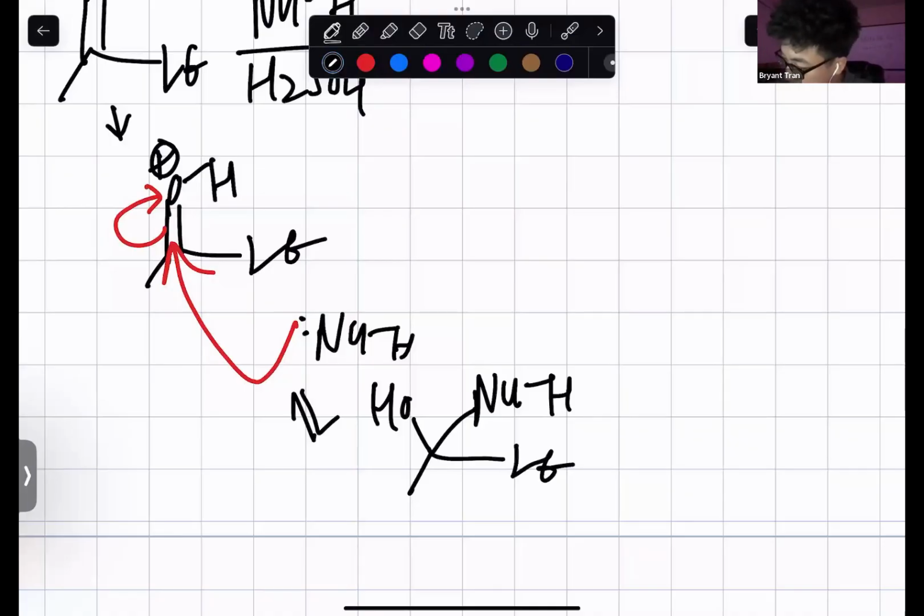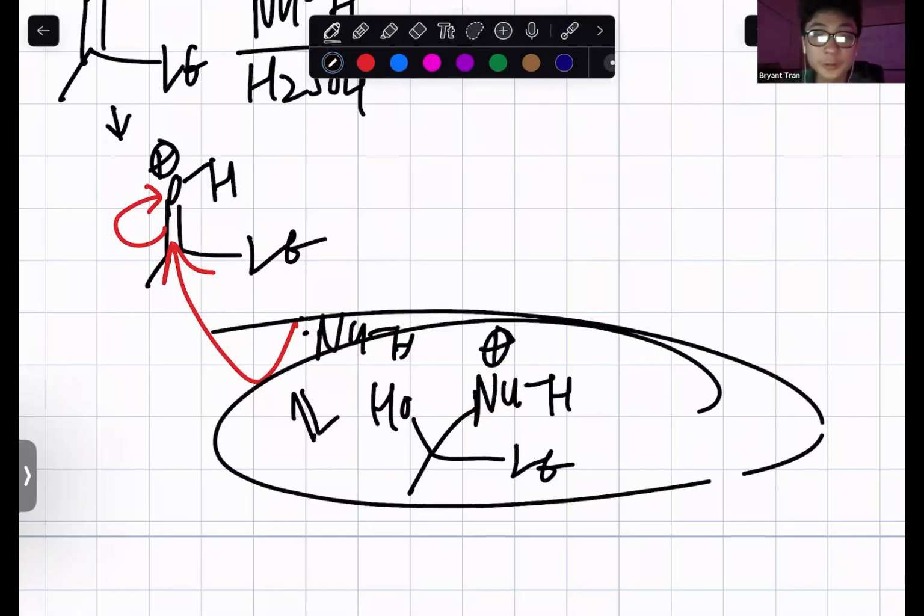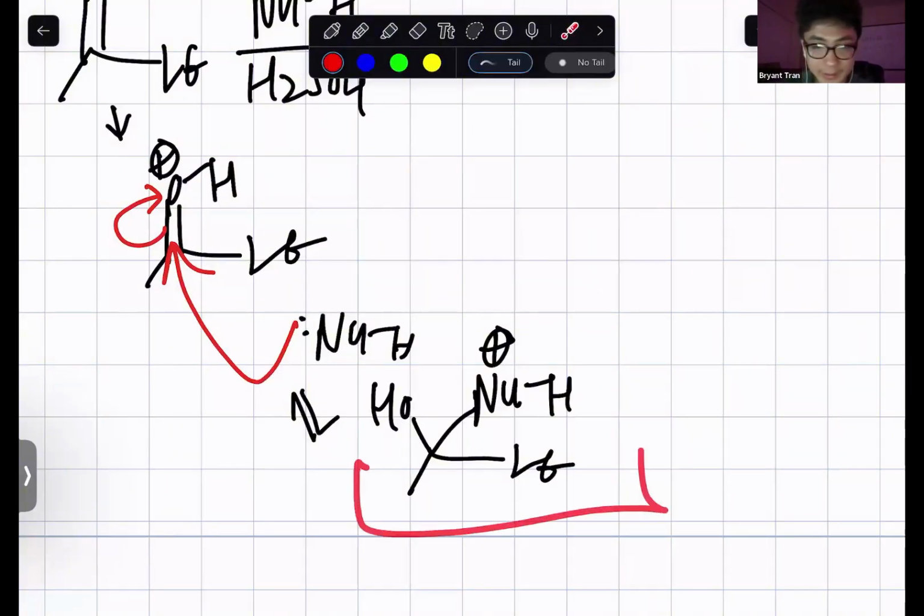Okay, and then most likely this nucleophile here, whatever it is, is going to be positively charged like that. I'll give you a more concrete example, but this is just a brief, general overview of what was common here.